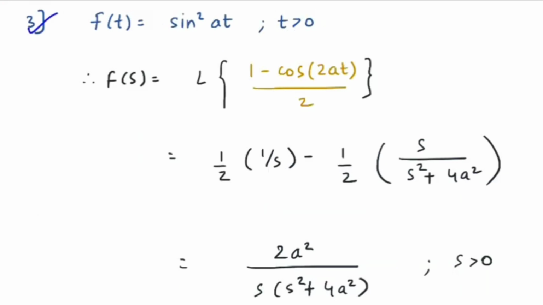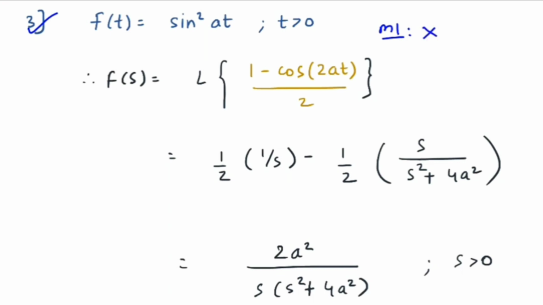Question number 3: f of t is given as sine square at, where t is greater than 0. Now tell me, what would be the Laplace of this function? Some students might go with method 1, which is solving the integration. Fine, you will get the answer, but it is a very time-taking process, so I won't recommend method 1. Always go for method 2, using the standard result.